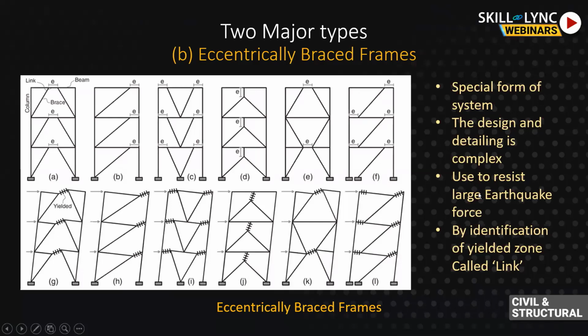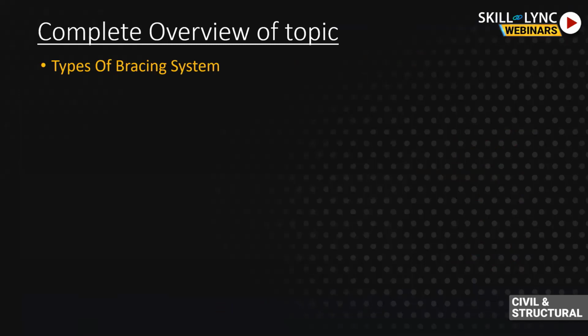So they are used to resist large earthquake forces, and by identification of the yielded zones, as we have discussed recently, the yielded zone is called a link. It has been shown here. So these are the two major types of systems, concentrically and eccentrically braced frames. These types of bracing we have already discussed. Let's go to the next point.